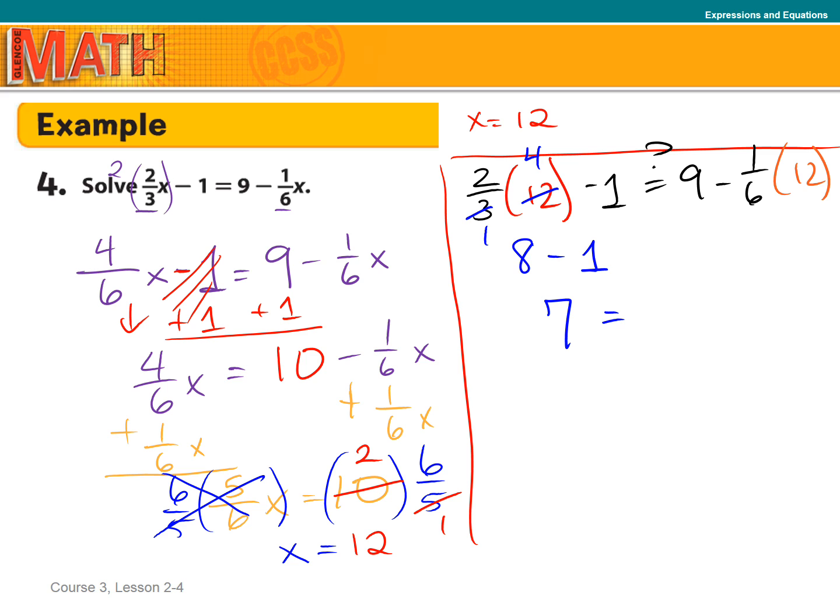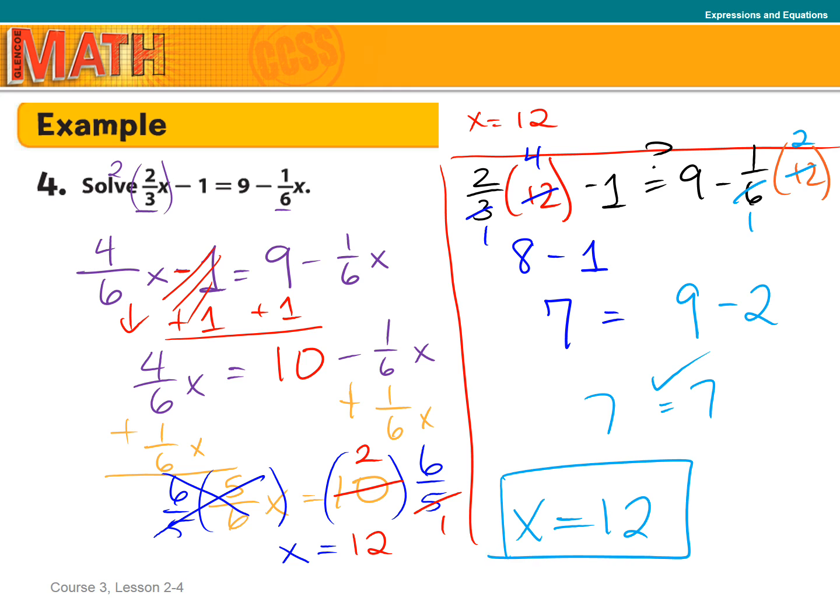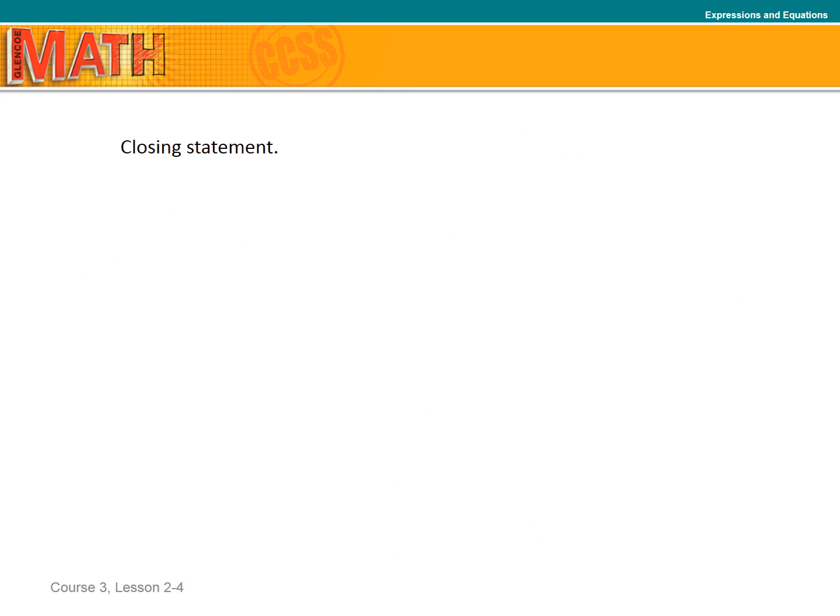Let's focus on the right-hand side. I can cross-cancel the 6. 6 goes into 6 one time and into 12 two times. So now I have 9 minus 1 times 2, which is 2. 9 minus 2 is 7. And 7 does equal 7. So I know with 100% certainty that x is going to equal 12.